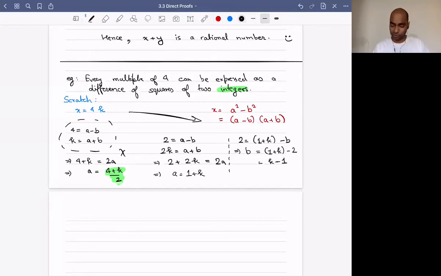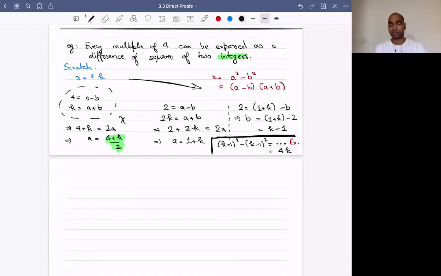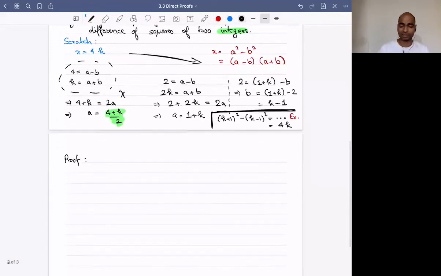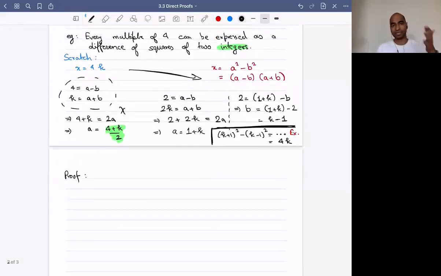The next step I should do, this is scratch work, that's why I'm being messy, and this is how mathematicians usually do it. They're a little messy when they're trying to discover proofs. I should try to expand a square minus b square. So I can do k plus 1 square minus k minus 1 square. And I'll let you work this out, that this actually is in fact 4k. And great, so now we have our a and b, we have our candidates, and we can start the proof. Notice that discovery of proof was a complete mess, but now I'm going to write the proof, and the writing of the proof will be very systematic and linear and elegant.